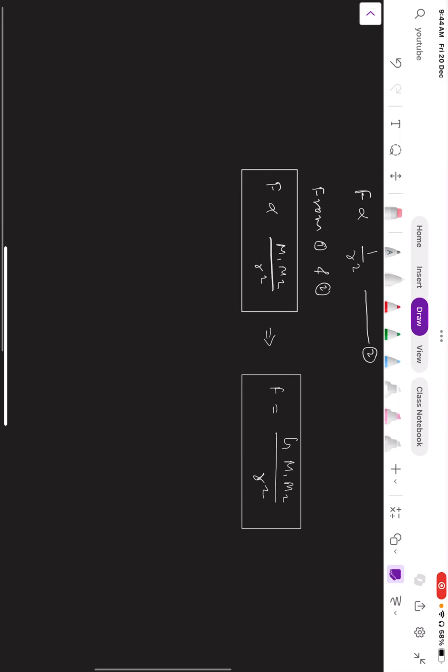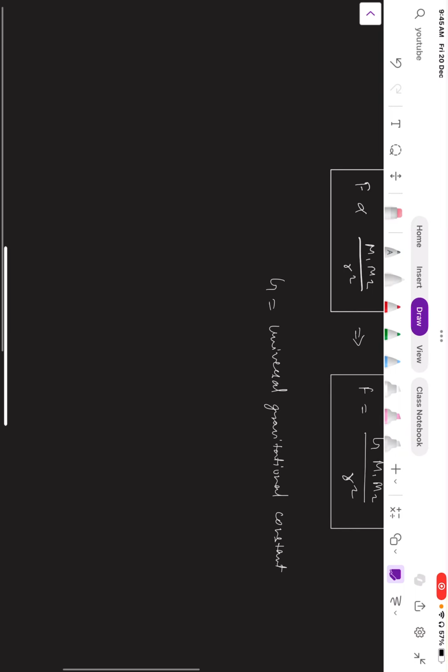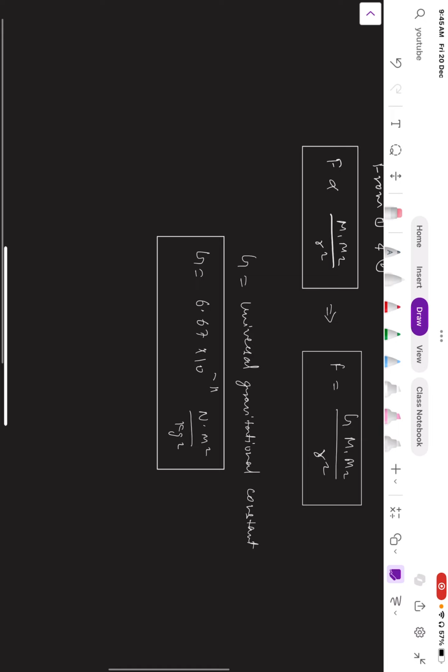Here G is the universal gravitational constant, and the value of G is 6.67 into 10 power minus 11 Newton meter square per kg square. Now, where does this unit come from?